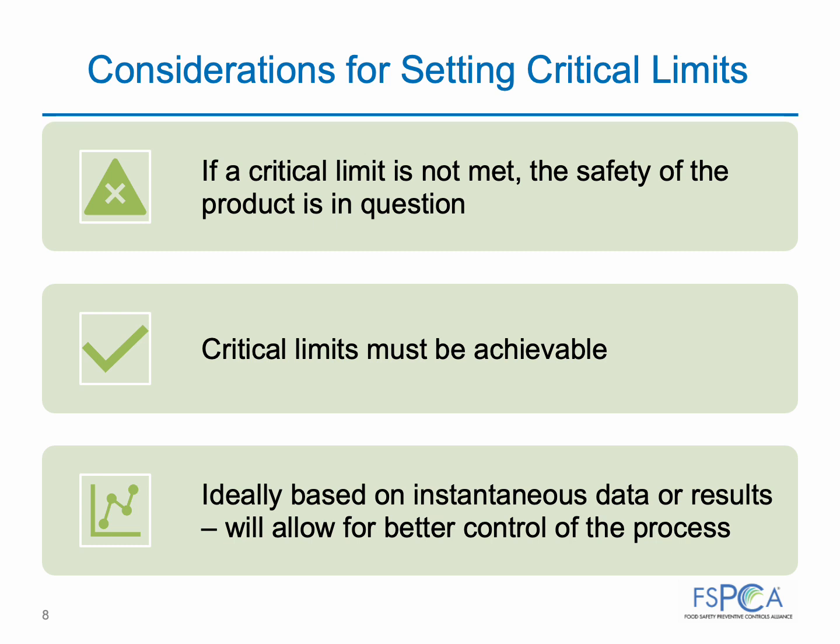Because of the potential safety implications, meeting critical limits at a process preventive control is essential for the safety of the product. When critical limits are not met, predefined corrective actions must be taken. Basing the critical limit on instantaneous, real-time data will allow for better control of the process. The critical limit is generally expressed as a value equal to or above or below a critical value, and not at the specific value itself.